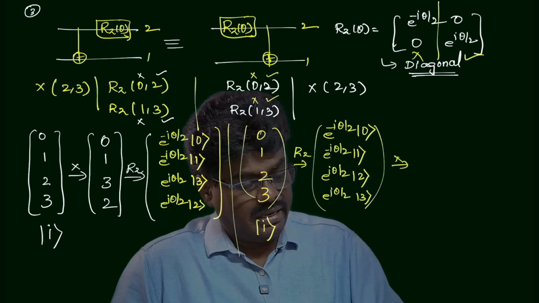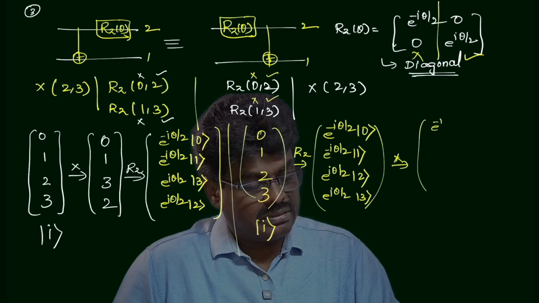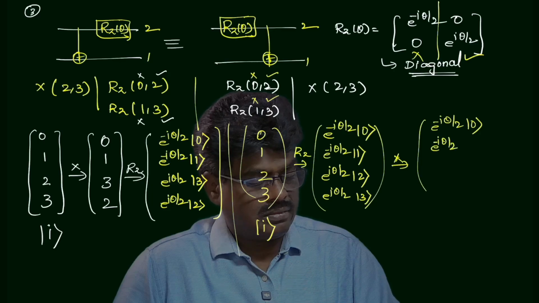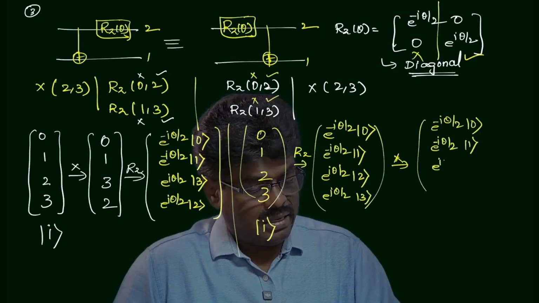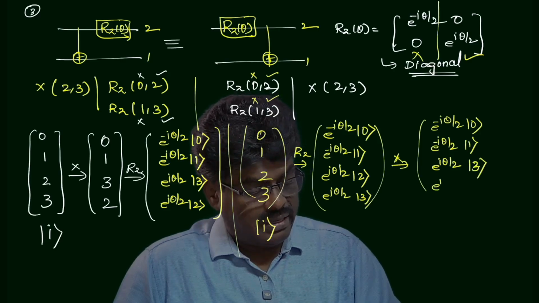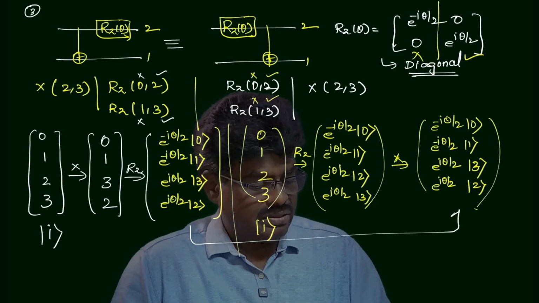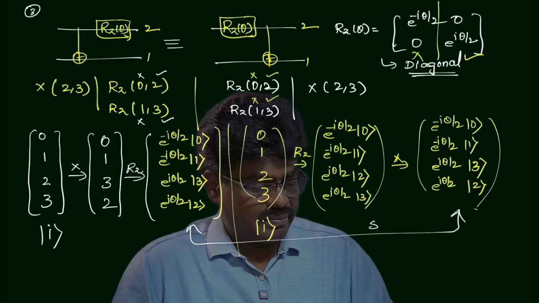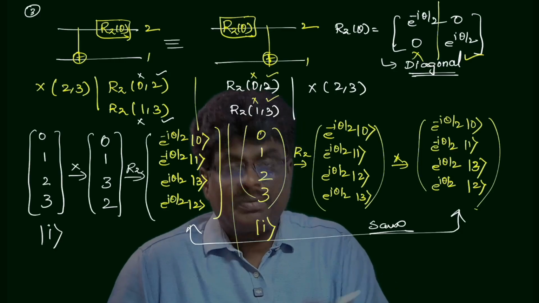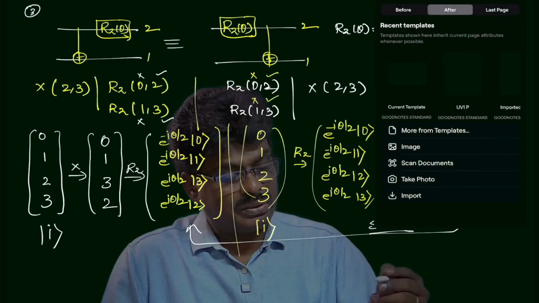Next after that X. So X will flip only 2 and 3, the first two terms as it is, and here e raised to i theta by 2, 2 is flipped to 3, and 3 to 2, that's it. And if you see these two final states are same, so that's why we can say that these two are equivalent. Okay, let us go to the next one.